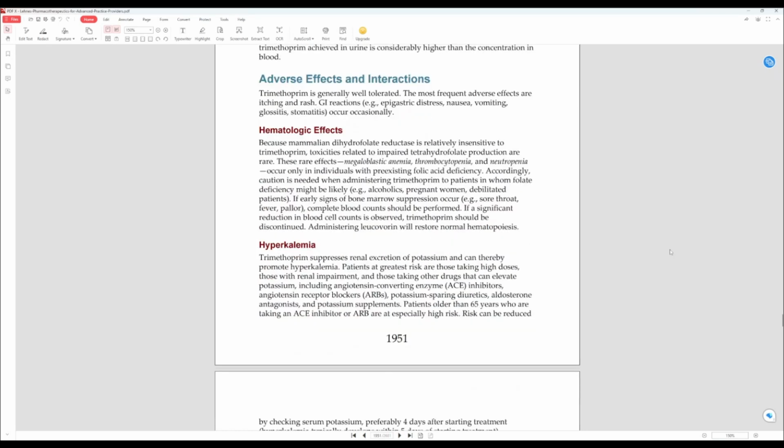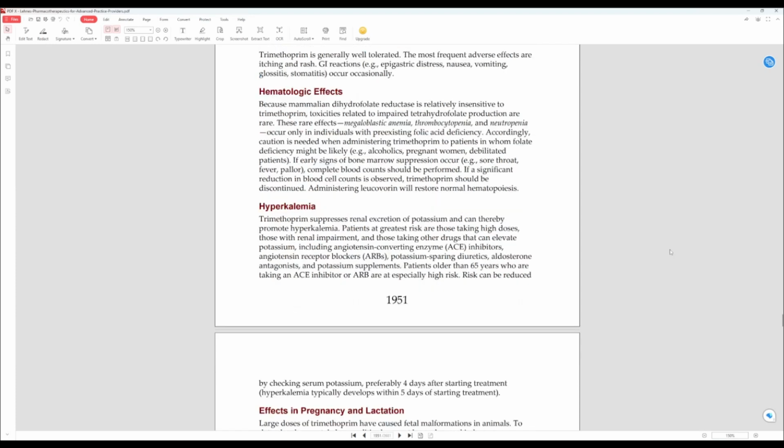So, its adverse effects and interactions. Trimethoprim is generally well tolerated. The most frequent adverse effects are itching and a rash. However, there are some GI reactions that occur occasionally. So, speaking specifically on hematologic effects. Because mammalian dihydrofolate reductase is relatively insensitive to trimethoprim, toxicities related to impaired tetrahydrofolate production are considered rare. These rare effects, however, include megaloblastic anemia, thrombocytopenia, and neutropenia, which occur only in individuals with a pre-existing folic acid deficiency. Accordingly, caution is needed when administering trimethoprim to a patient in whom folate deficiency may already be occurring, such as alcoholics, pregnant women, or debilitated patients.